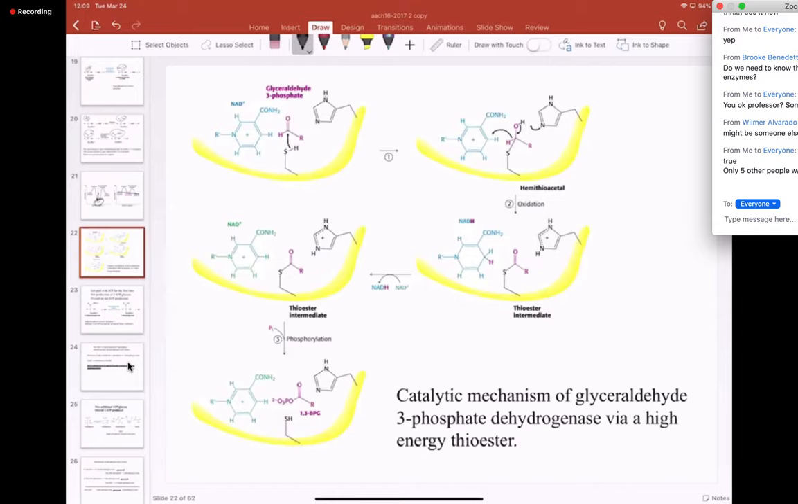The enzyme contains a cysteine group in the active site. That cysteine group attacks the carbonyl of the aldehyde. This then makes what they call a hemithioacetal. It's called a hemithioacetal because it's an acetal, however, half of it is a sulfur, so it's a hemithioacetal.